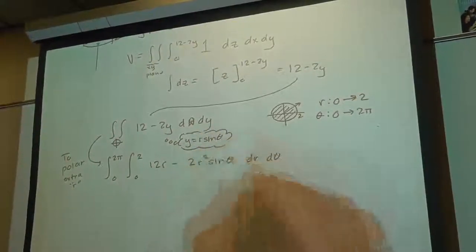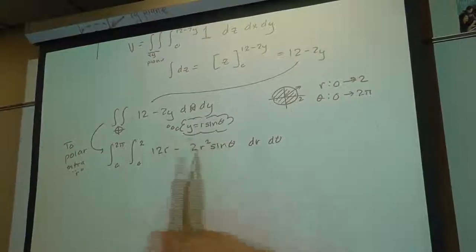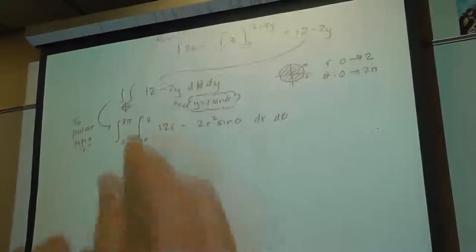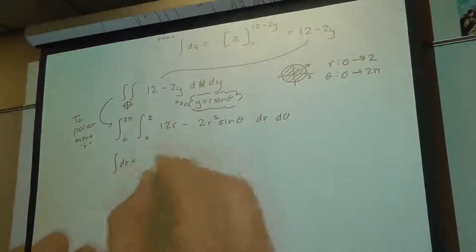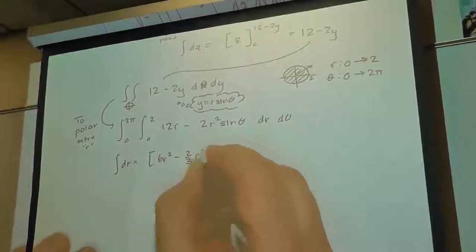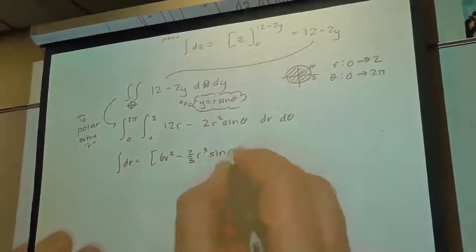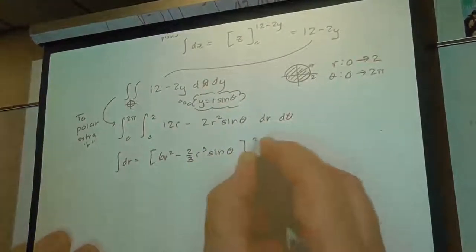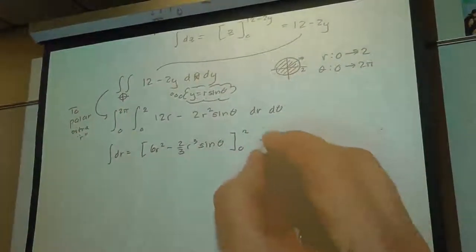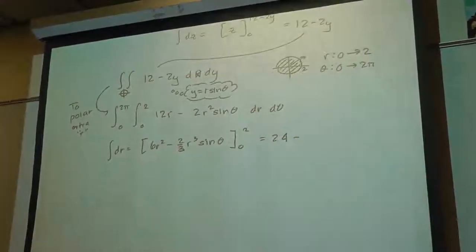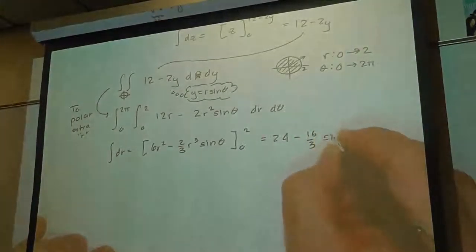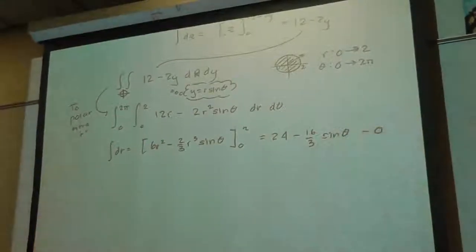So what you needed to remember there is to replace y with r sine theta when doing the conversion, and then the extra r distributes through. So when I integrate this with respect to r, that gives me 6r squared minus 2/3 r to the third. Sine theta is a constant, nothing involving theta just yet. So when you replace your 2, you're going to get 24 less 16/3 sine theta, and then minus goose egg.